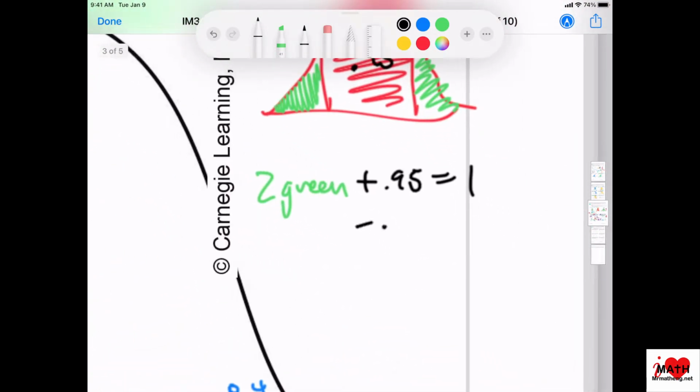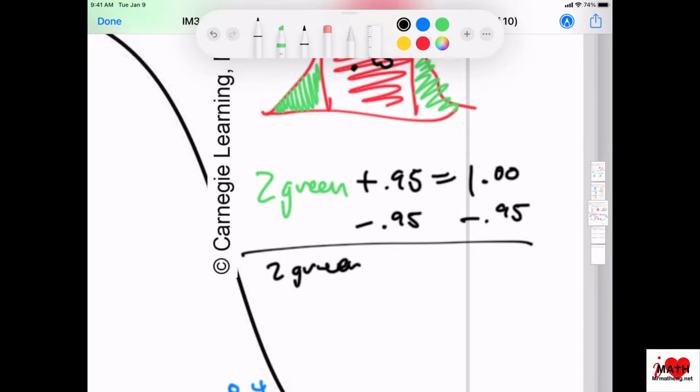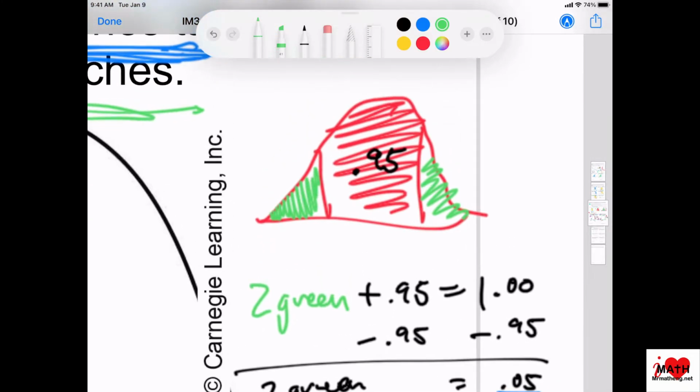So here I'm just going to subtract 0.95 from 1, and you will get 2 greens equal 0.05. Okay? And then if you divide by 2 here, basically means each green tail, they call them, equals, what's half of 5 cents? That is 0.025. So that means this is 0.025, 0.025. Remember, 0.025 plus 0.95 plus 0.025 equals 1.